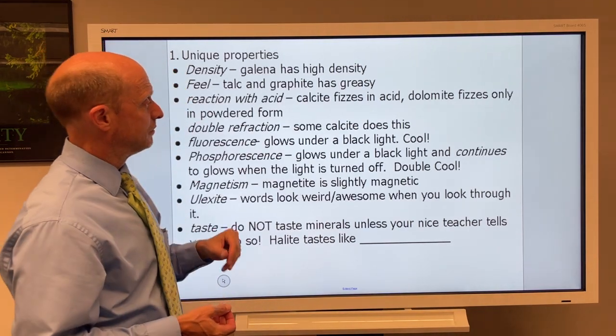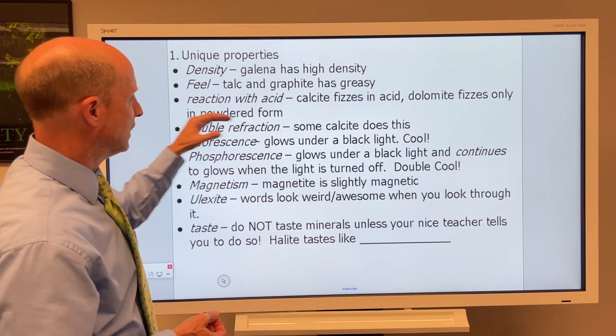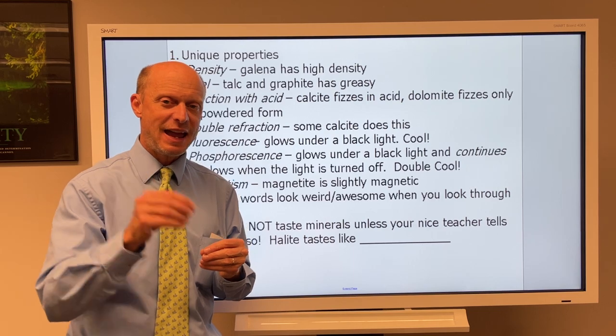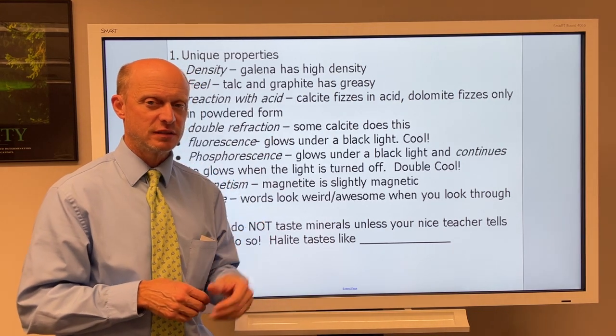Reaction with acid. Calcite fizzes in acid and dolomite doesn't fizz in acid. So I'm going to edit in a video right here that I did showing putting acid on a mineral like calcite and watching it fizz. So watch this.